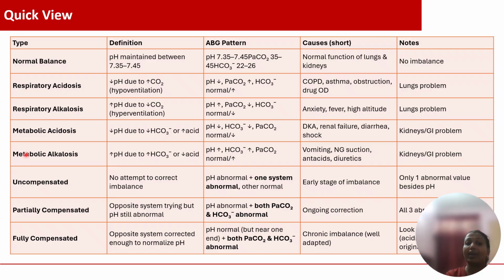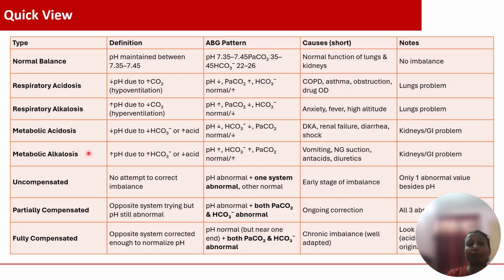Metabolic acidosis is decreased pH due to decreased bicarbonate or increased acid. In this ABG pattern the pH will be decreased, the HCO3, that is the bicarbonate, decreasing, and the PaCO2 sometimes will be normal, sometimes decreasing as a compensatory mechanism. What are the causes for metabolic acidosis? That is DKA, renal failure, diarrhea, or shock. Kidney or GI problems are most of the time the reason.